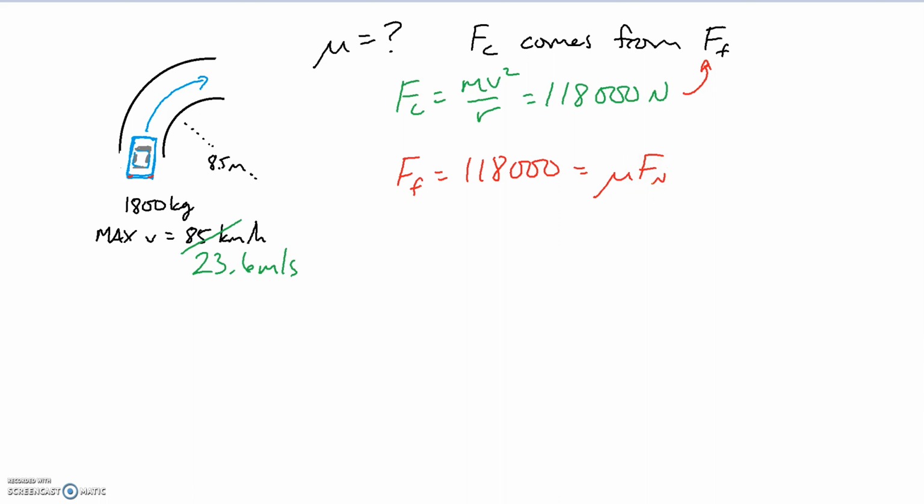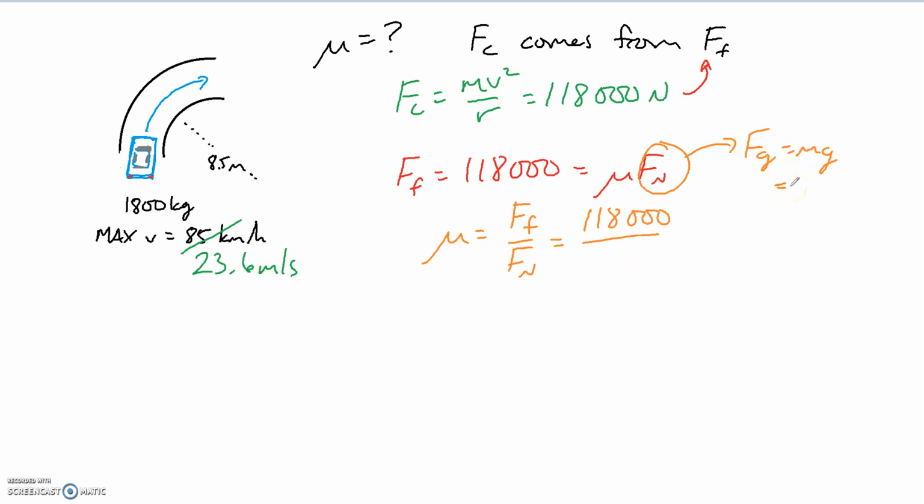Now, in this circumstance, our normal force would just be equal to the force of gravity from the car, because the car is just sitting on a flat surface. So if I rearrange this for coefficient of friction, the coefficient of friction, of course, is Ff divided by Fn. I've got my force of friction, which is 118,000 newtons. My normal force in this case would just be my force of gravity, which is equal to mg.